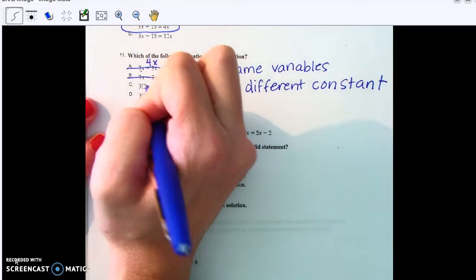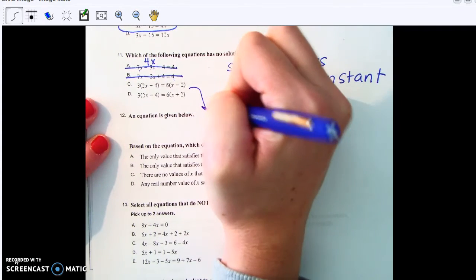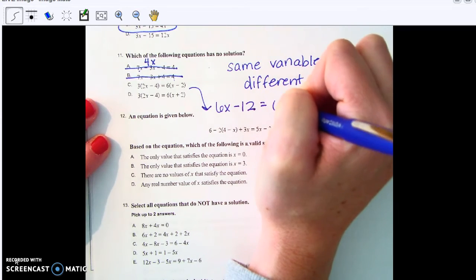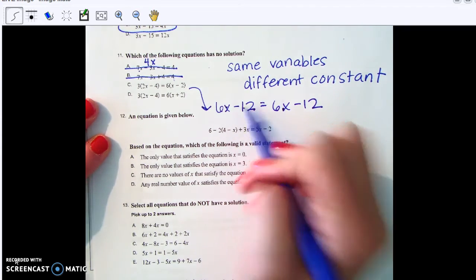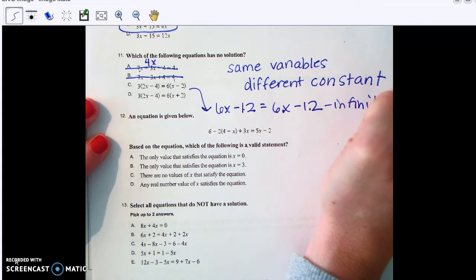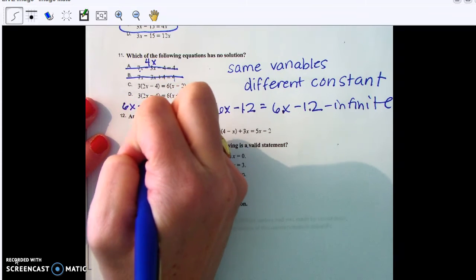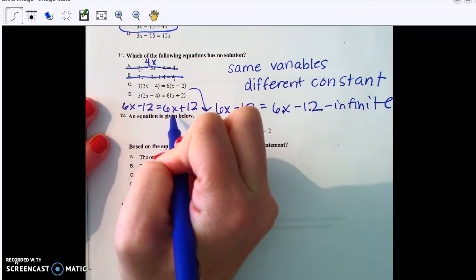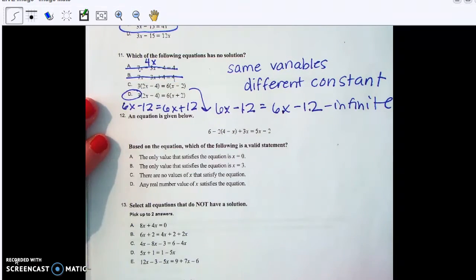If I distribute here, I get 6x. I'm going to do this over here. 6x minus 12 is equal to 6x minus 12. Same number of variables, same constant. So that would be infinite. So then if I look here, I get 6x minus 12 equals 6x plus 12. Same variables, different constant. Negative 12 is different from positive 12. So D is your answer.